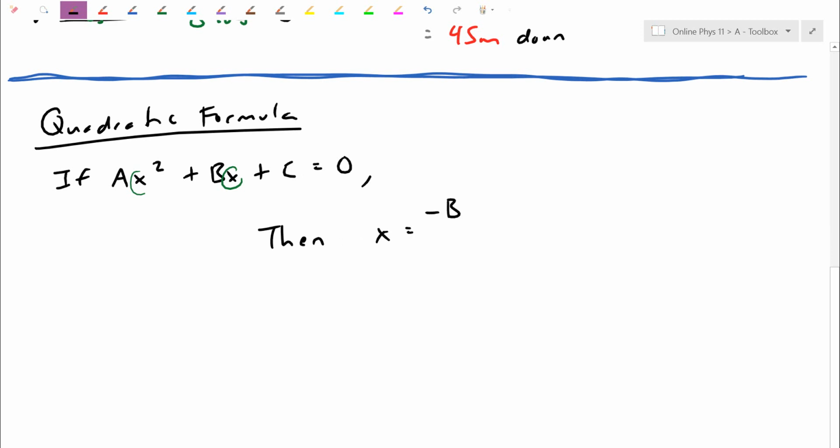We're going to take the negative of b. We're going to flip the sign of whatever the b constant is. We're going to plus and minus. There's going to be a square root. Underneath the square root, this is called the discriminant. We get b squared minus 4ac all over 2a.